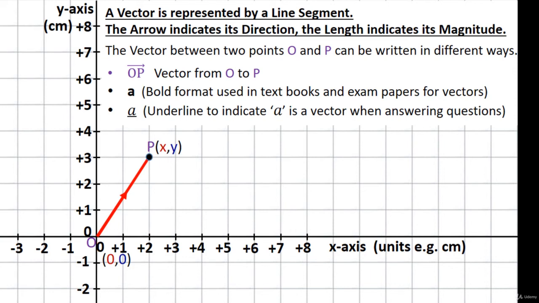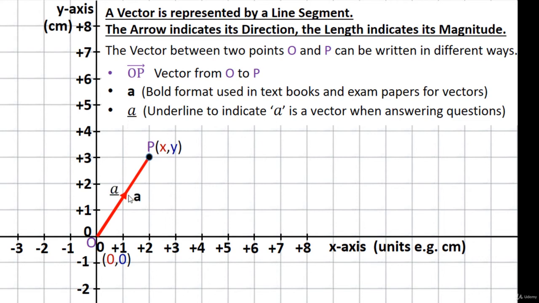And finally, you can write the vector with an underscore, or sometimes use a squiggly line, wavy line. Now that's the format you must use in the exam papers or test papers. The reason for that is it's actually quite difficult to clearly write a letter in bold on paper. So the format you must always use is a letter with an underscore.